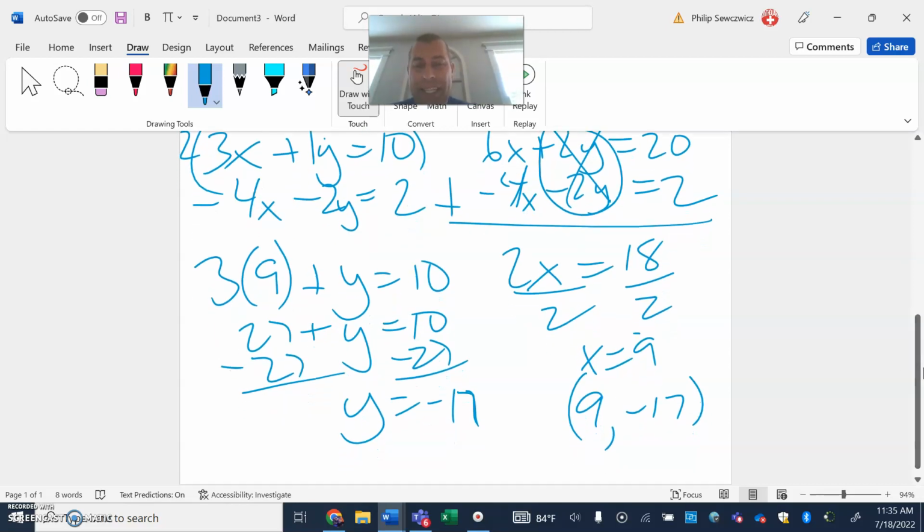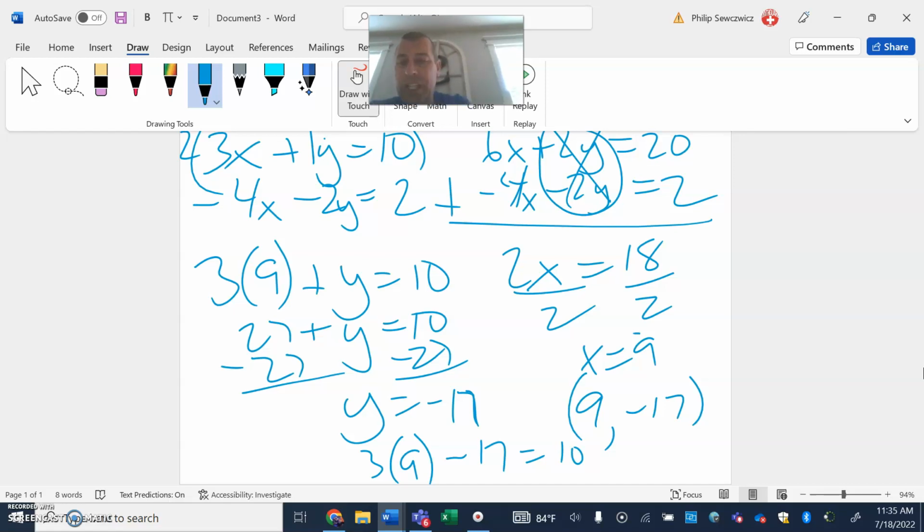I'm going to go right to this basic one of this 3, and there's my x, which is my 9, and then plus my 1y, so that would be a minus 17, and it should end up equaling 10. So 3 times 9 is 27. 27 minus 17, that does give me a 10 there, so I feel pretty good about that.